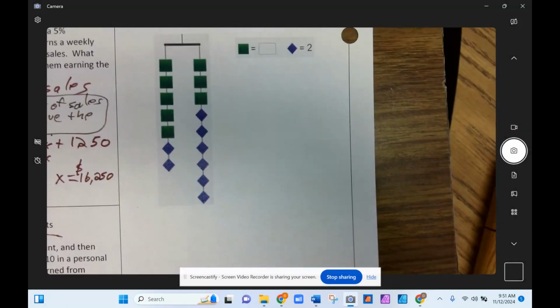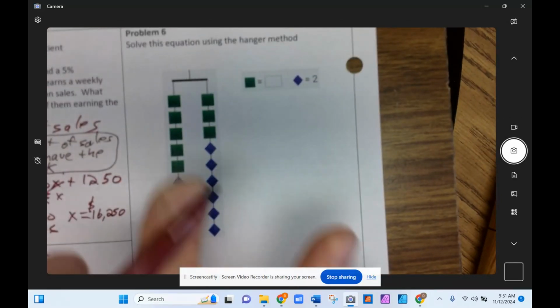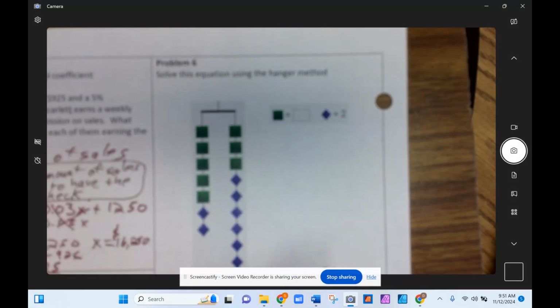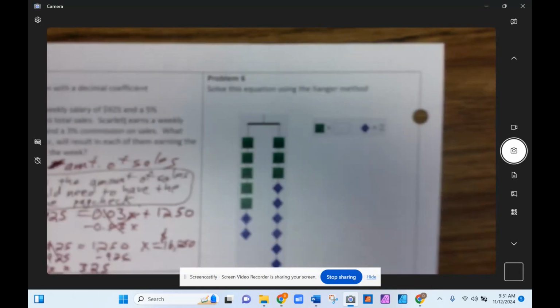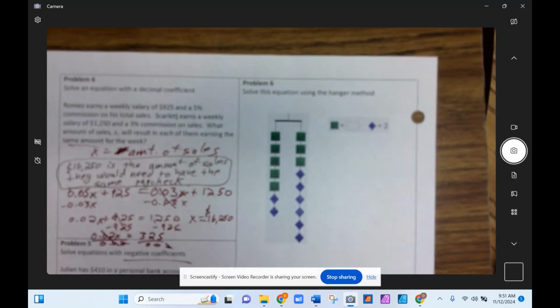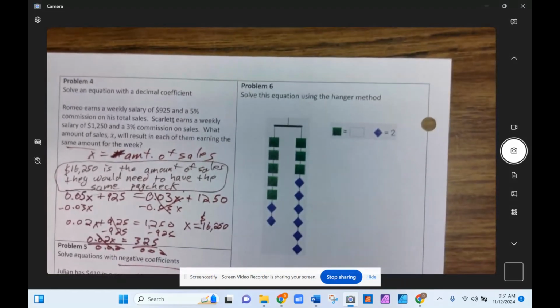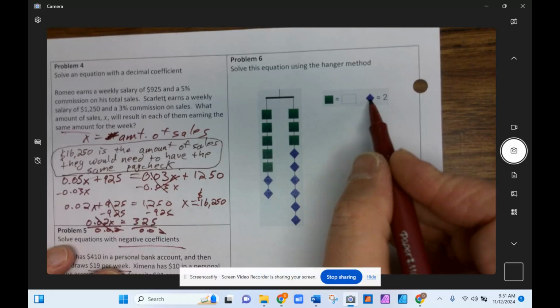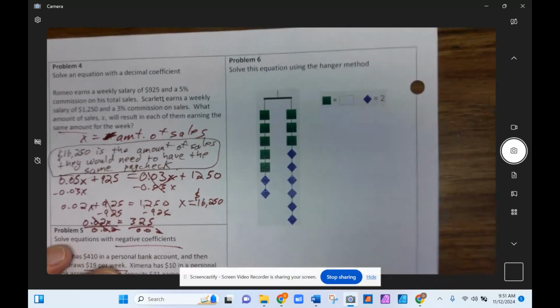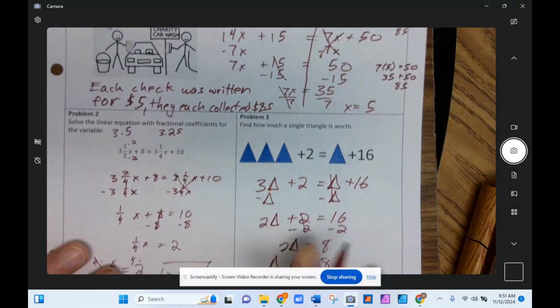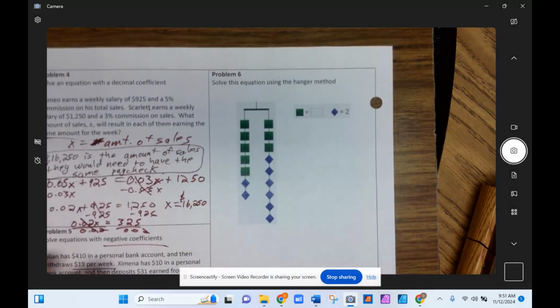Okay. A different way to do this is called the hanger method, and the idea is that you balance the hanger so it doesn't tilt to one side. So think about a clothes hanger with things hanging from it. Gosh, if I could focus this, that'd be great. All right, so we know that the purple diamond is worth 2. This is a similar concept to using the shapes right here, the triangles. It's just a different way to visualize this.